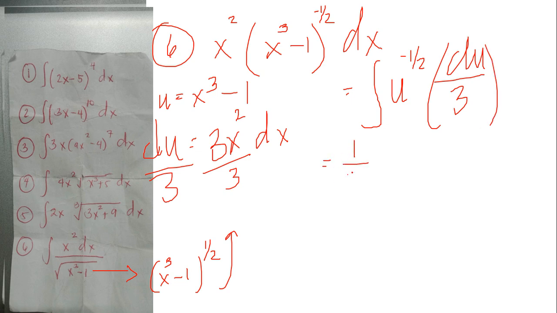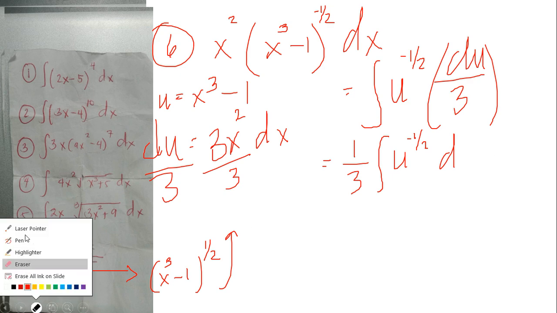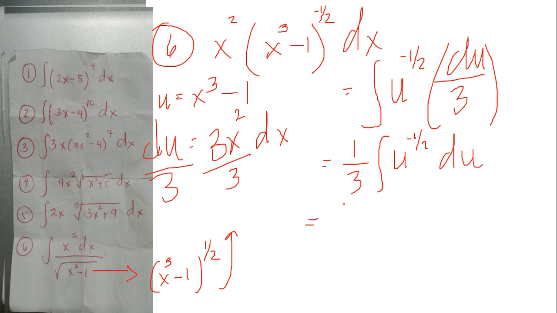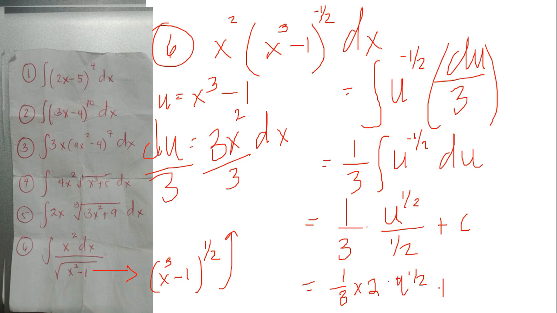Yan. So, magiging 1/3 po yung NF natin sa labas. U negative 1 half du. Next, 1/3 integral ng u raised to 1 half, 1 half plus c. Sir, paano po naging 1 half? Negative 1 half plus 1 is 1 half. Ibig sabihin po, 1/3 times 2 kasi reciprocal ng 1 half is 2. Tapos, u 1 half plus c.